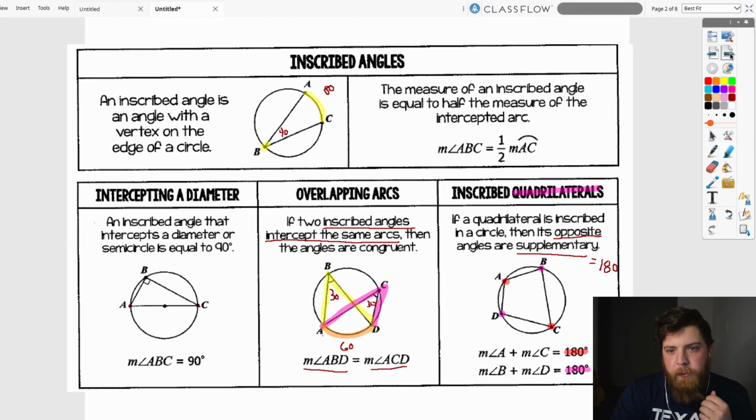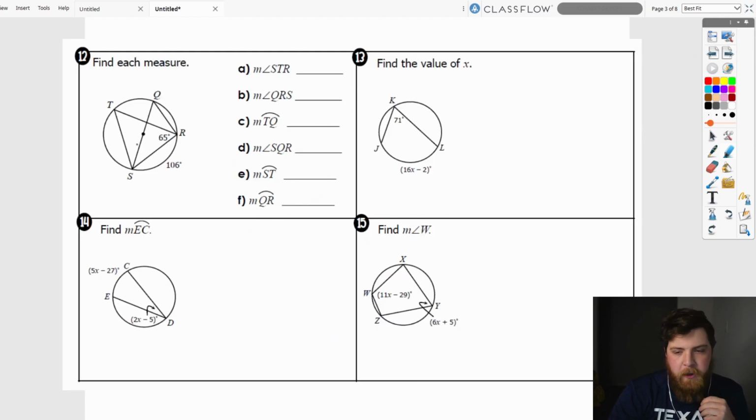Okay, so let's look at a few examples with those things we're talking about here. They give you a circle and a few pieces of information, and they want you to find the rest. The first thing we're looking at is angle STR, this angle right here. What I first notice is that it has the arc SR connected with it. And what we just talked about is that this angle is going to be half of whatever this arc measure is.